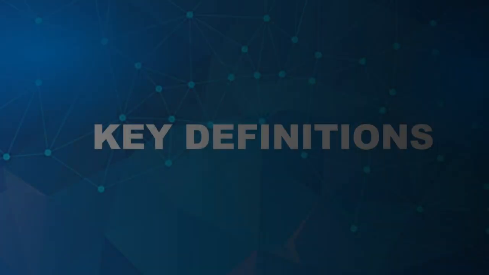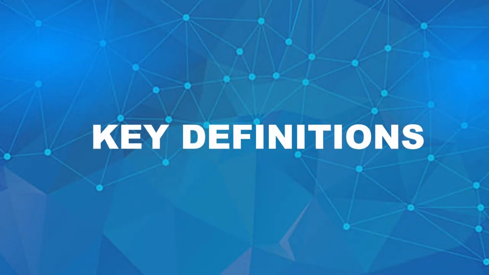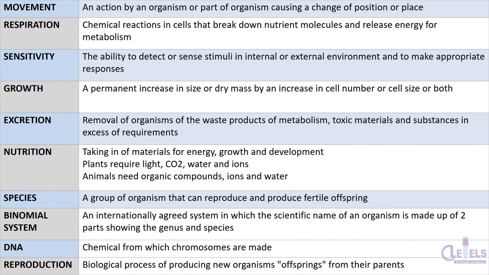Since we've covered all of the topics, I've included some key definitions. You can pause and screenshot this. These are first the Mrs. Gren definitions, and then we have species. Definition of species: it's a group of organisms that can reproduce and produce fertile offspring.